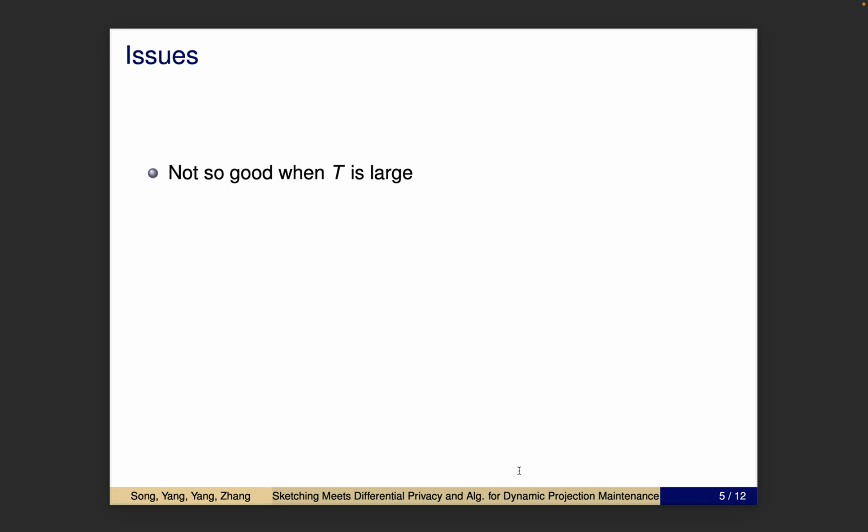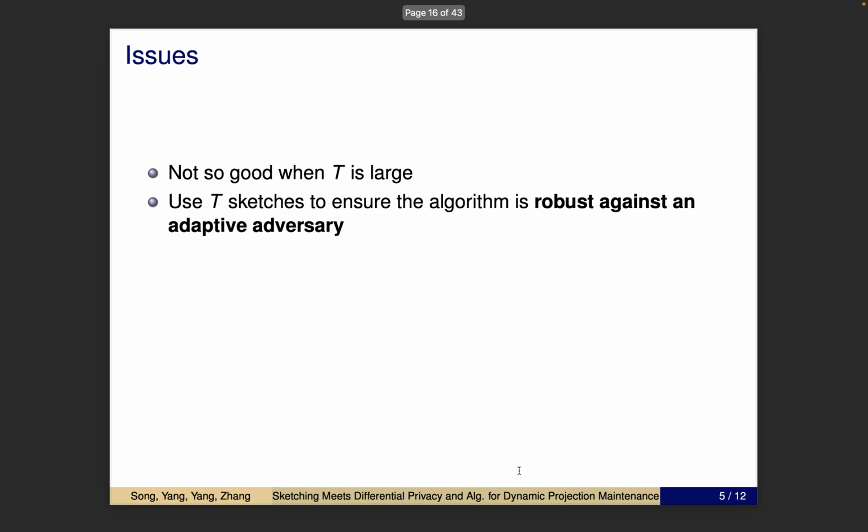The issue with the above framework is that it's not a very nice algorithm when your T is very large. Think of your T as, let's say, n, or your s as square root of n. In this case, the number of sketches is too large, and even though you batch them together, the initialization phase might be relatively slow.